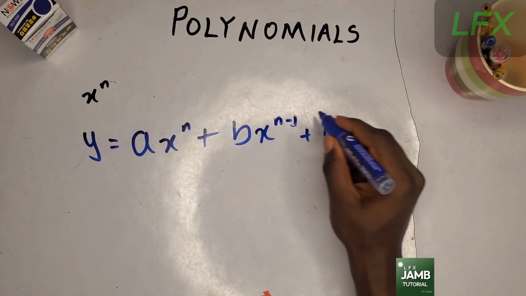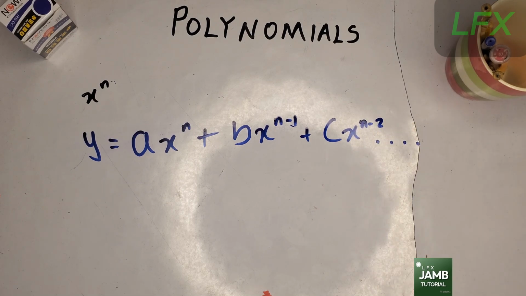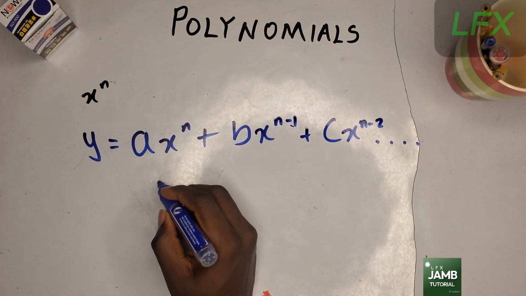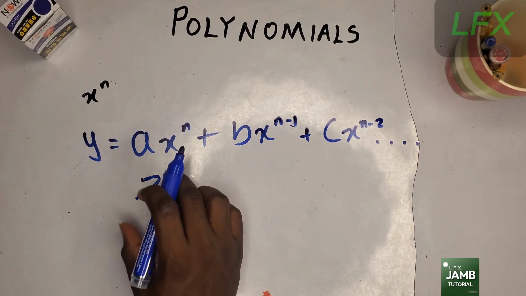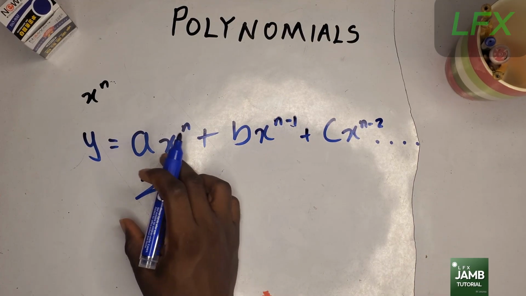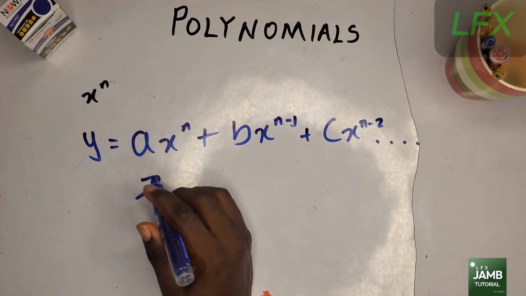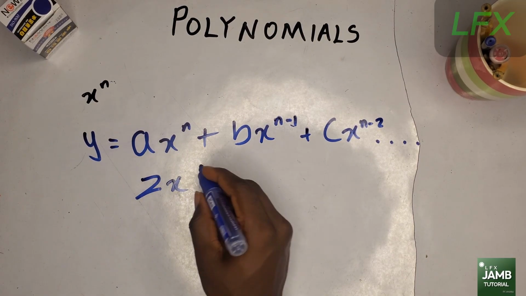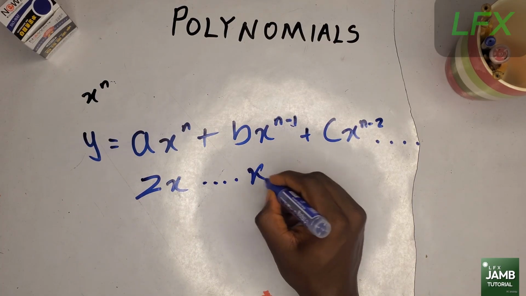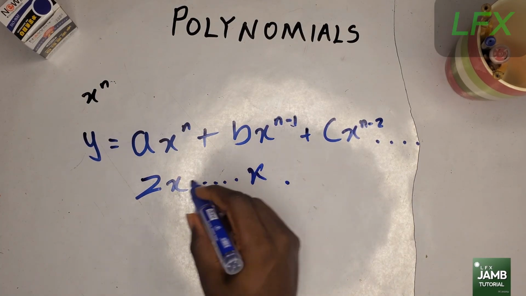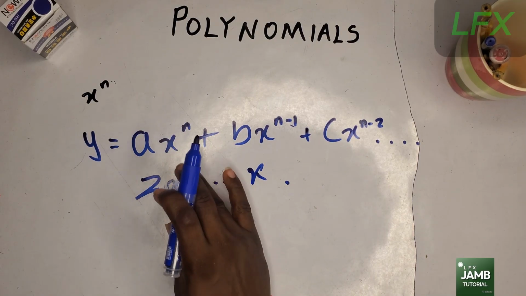So n minus 1 minus 1 is what? n minus 2. Subsequently, till we have a coefficient having x, and lastly we have a what? A constant k, a number without this x.